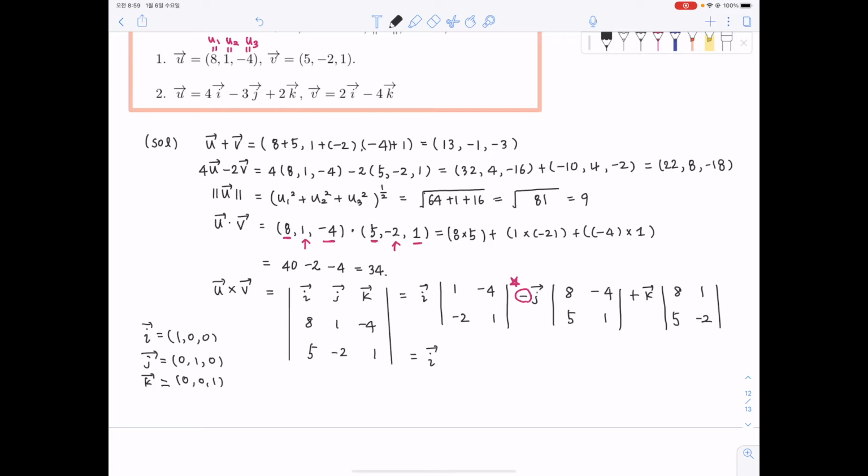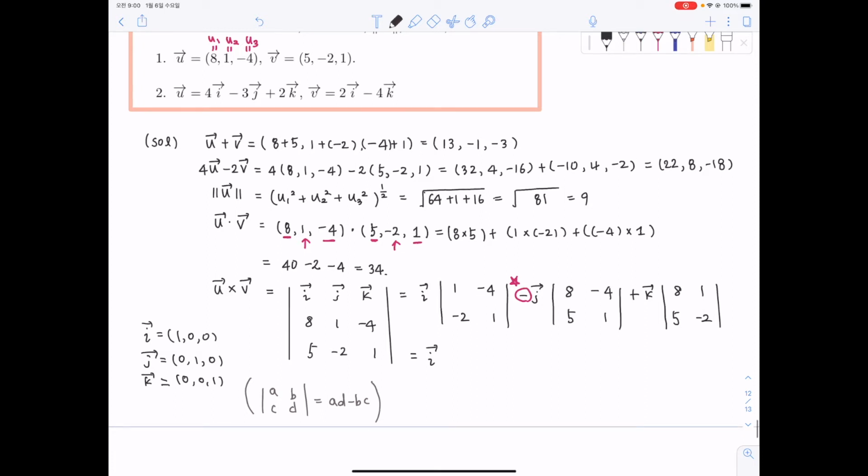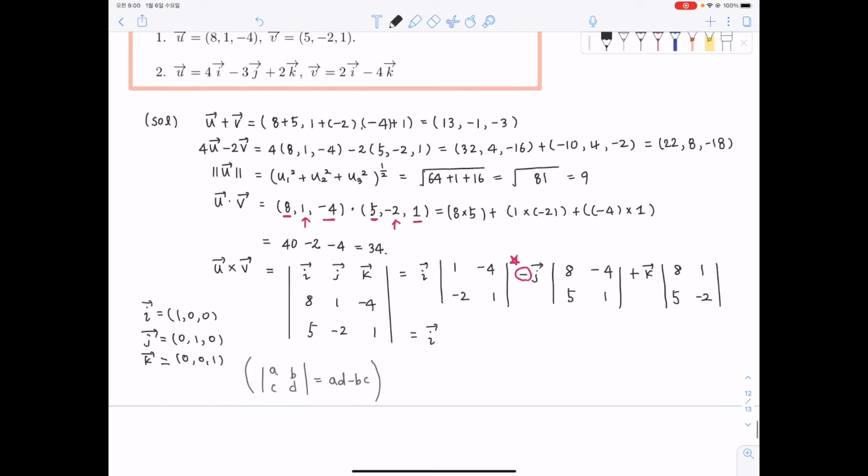So i times the determinant of this 2 by 2 matrix is just 1 times 1 minus minus 4 times minus 2. So I will write down here A, B, C, D. The determinant is AD minus BC. You need to know this formula to calculate the cross product. So in this case, 1 times 1 is 1, and minus, minus 4 times minus 2 is 8.